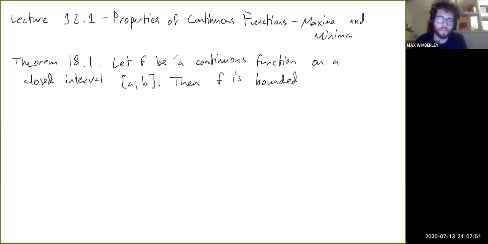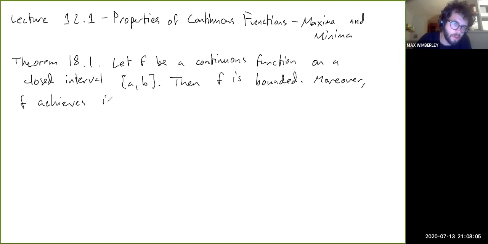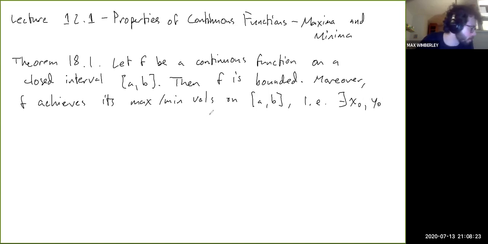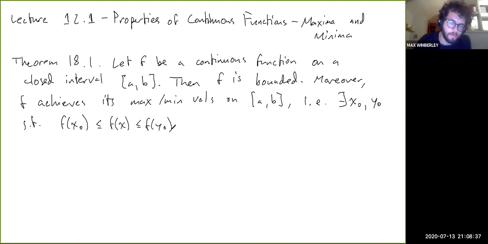Okay, and also, f achieves its maximum and minimum values on AB, i.e. there exist x naught and y naught, that's the notation they use, such that f of x naught is less than or equal to f of x, less than or equal to f of y naught for all x in the interval AB.